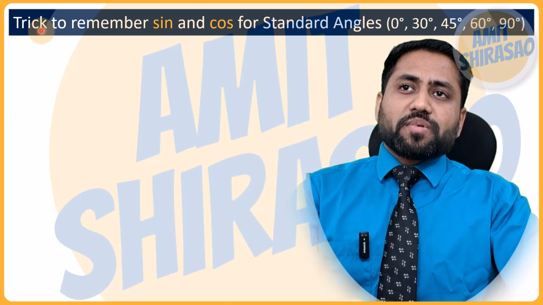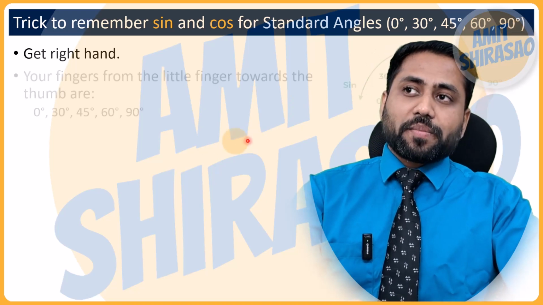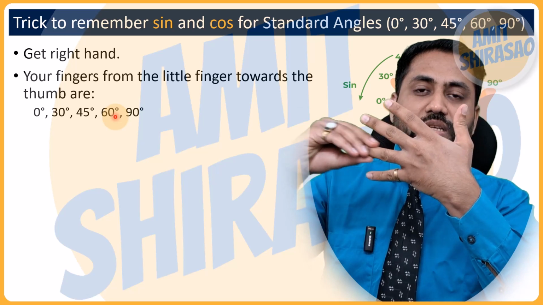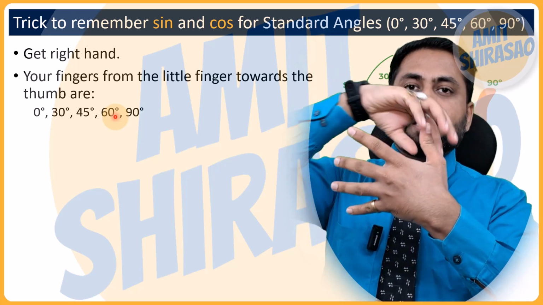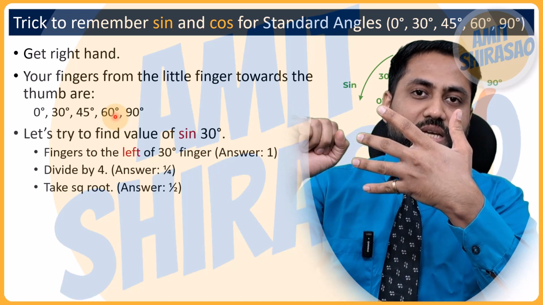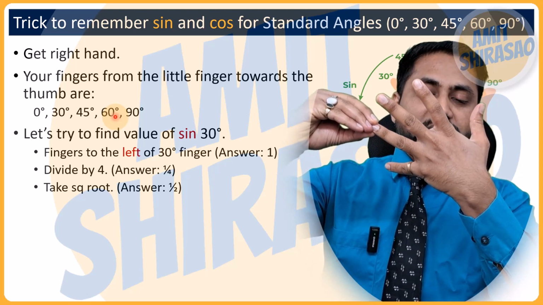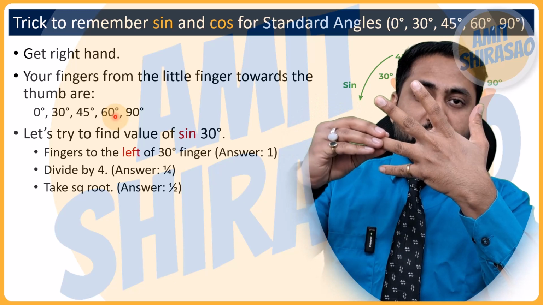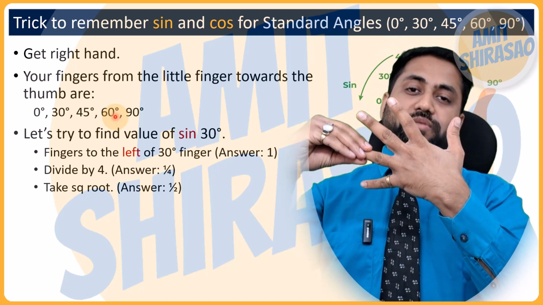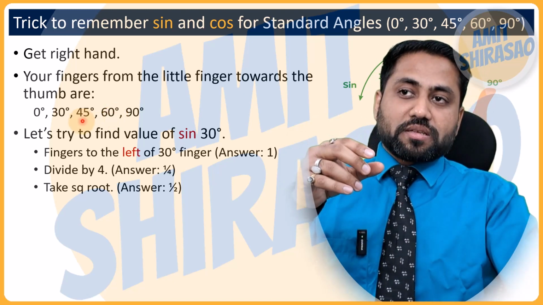Now, I'll tell you a trick to remember sine and cos values of the standard angles. So get your right hand. Here you just name your fingers like 0 degrees, 30 degrees, 45 degrees, 60 degrees and 90 degrees. Now let us say that you want to find the value of sine 30 degrees. So 30 degree finger is this. When you say sine, find the number of fingers below the finger under consideration. So finger under consideration is what? 30 degrees finger. Okay, so there is one finger under it. Okay, so the first answer is 1.